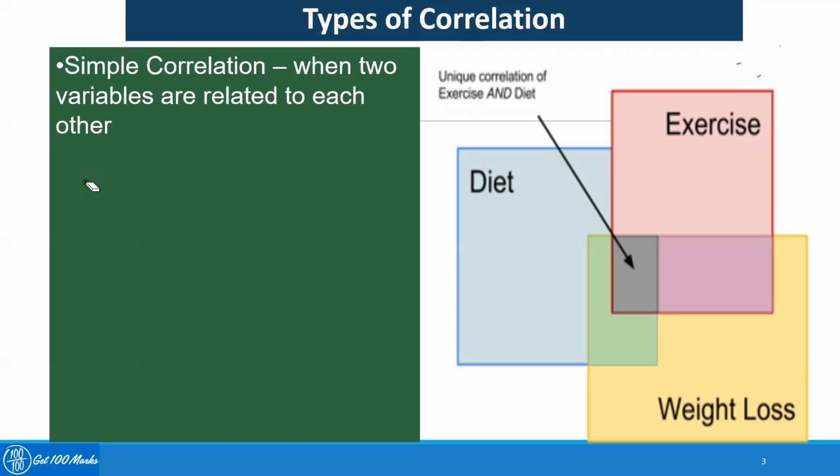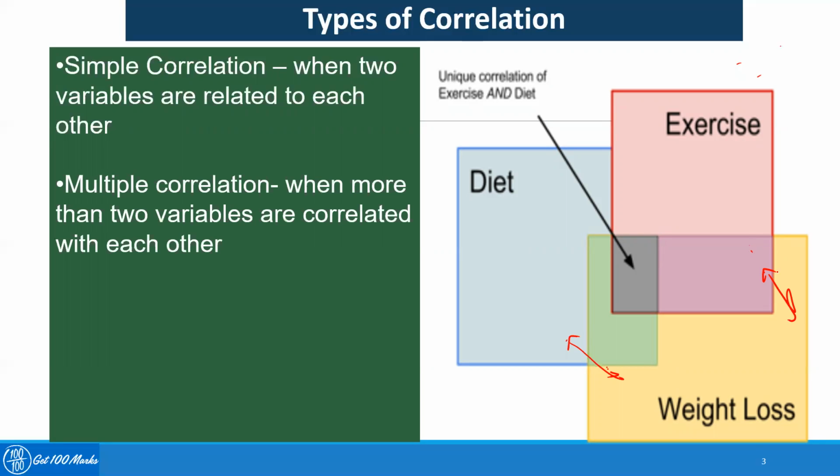In our right side diagram, you can see if we compare weight loss and how it is influenced by diet, or how diet and weight loss are correlated, that can be a simple correlation. On the other hand, if we try to see whether exercise and weight loss are related to each other, that is also another example of simple correlation.